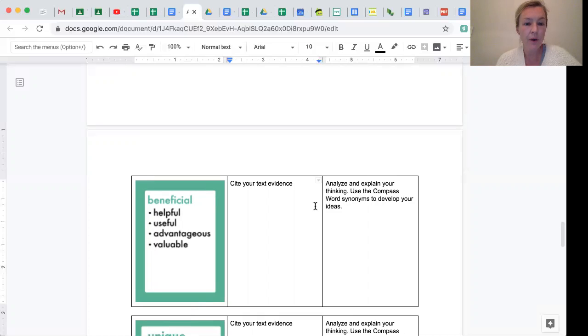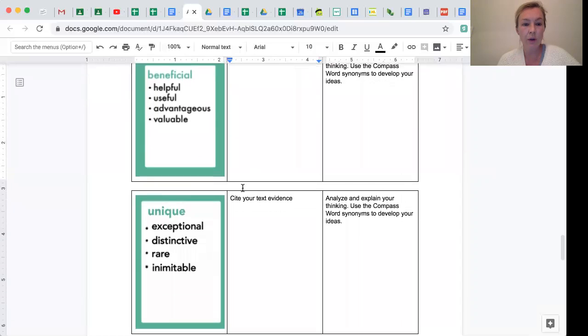All right, so you have beneficial to start with. You're going to break into a group, come up with your text evidence, and then we're going to come back together. We're going to repeat this process for each word, okay?